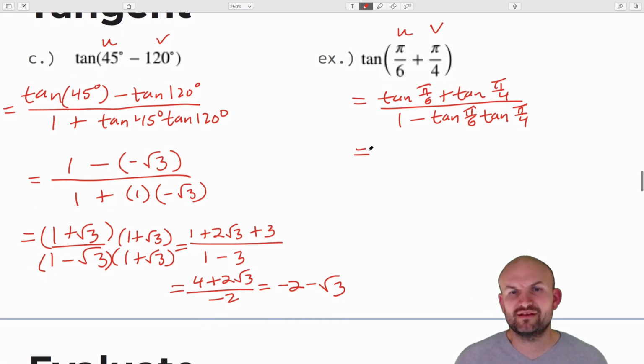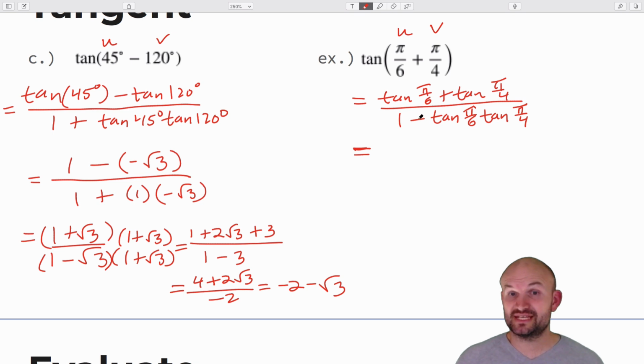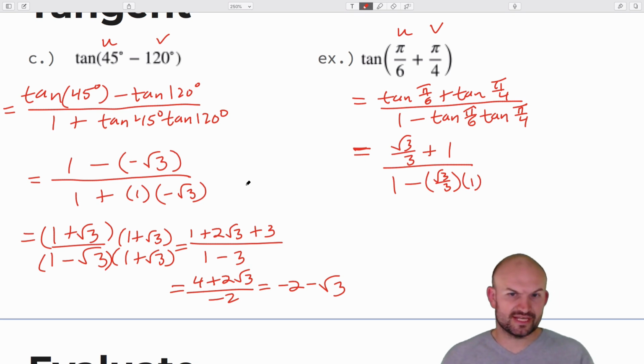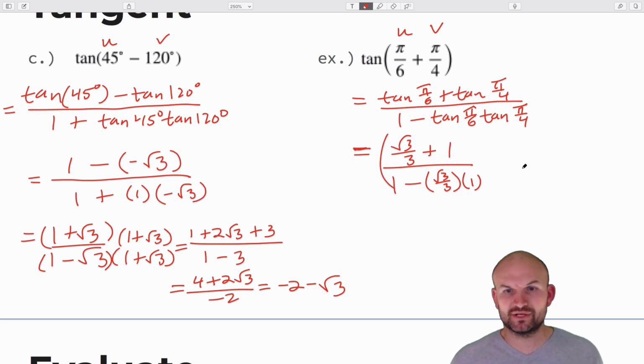Okay, so go ahead and evaluate these. The tangent of pi over 6, if we go on the unit circle, that's going to be a positive square root of 3 over 3, plus 1, all over 1 minus square root of 3 over 3 times 1. So you can see it's very similar, but now what we want to do is get rid of these 3s. So the way that I'm going to do that is I'm going to multiply everything by 3.